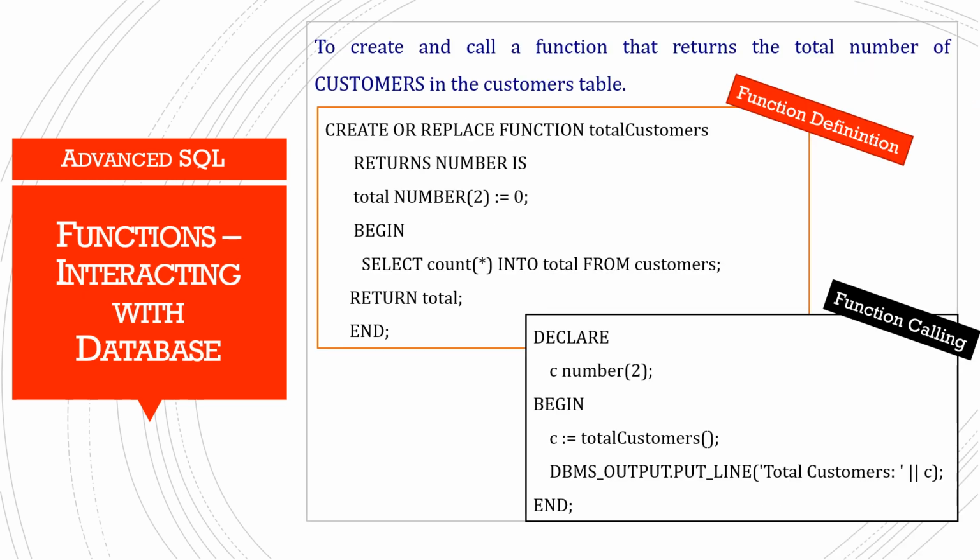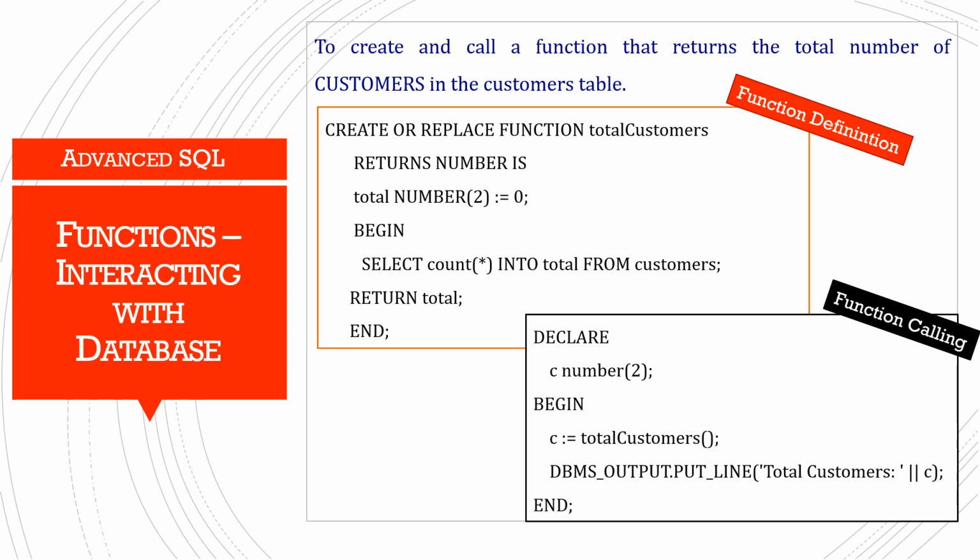Now let's see how these functions can be used for interacting with databases. We are going to create and call a function that returns the total number of customers in the customers table. We need to find the total number of customers. That means we need to perform an aggregate function named count star on the customers table. Fine. We are going to create a function for that.